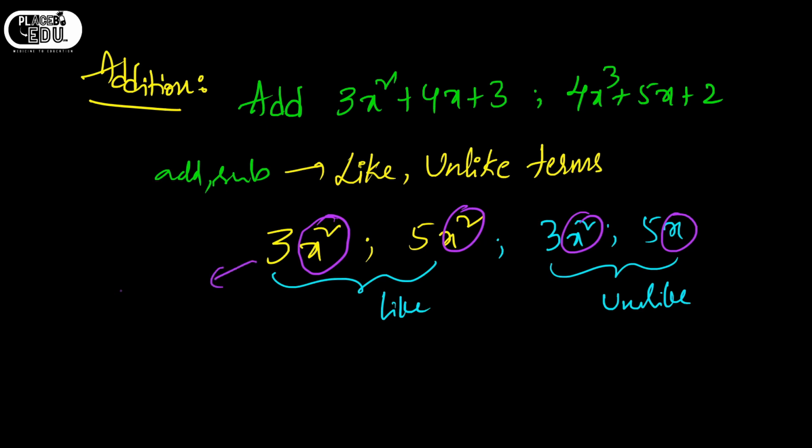Like terms can be added, whereas unlike terms cannot be added. Okay, unlike terms cannot be added. That's why I'm telling you what are like terms and unlike terms. So now what the question is, add 3x square plus 4x plus 3 and 4x cube plus 5x plus 3. Now I'm going to explain you the addition.